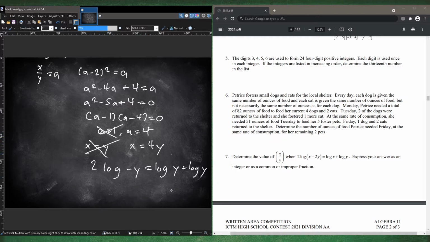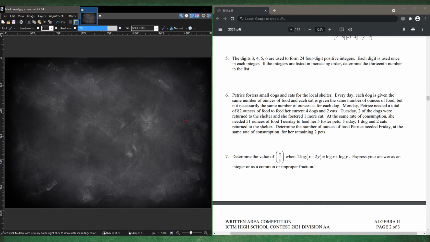So let's check if a equals 4 works. In this case, x equals 4y, so 4y minus 2y equals 2y. And then we have log of 4y plus log of y, which definitely works if all of them are positive. So this is a possible answer. So x divided by y equals 4. The answer is x divided by y equals 4.